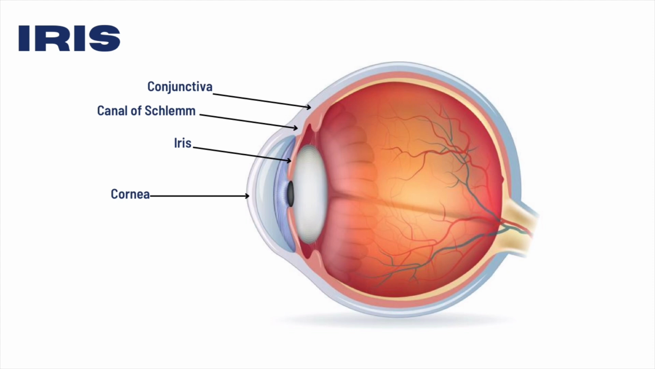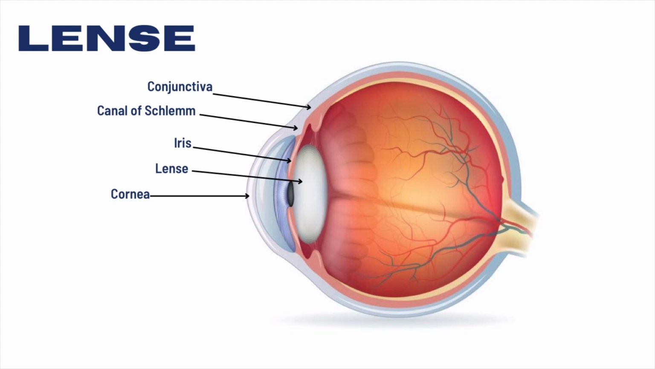Next, we have the iris, the colored portion of the eye, that controls the amount of light entering the eye, followed by the lens, the transparent structure in the eye that focuses light and provides secondary refraction after the cornea. This is the part of the eye where cataracts occur. It's clouding of the lens.